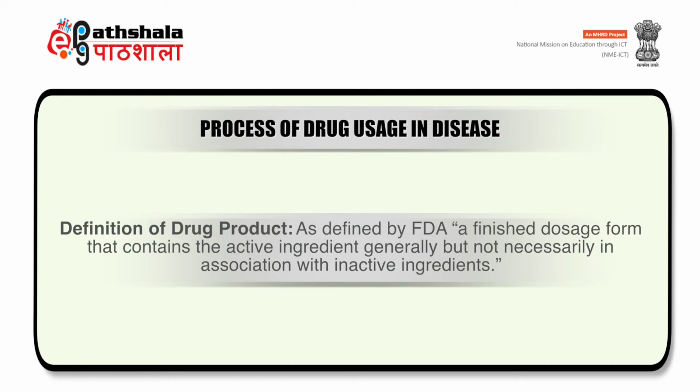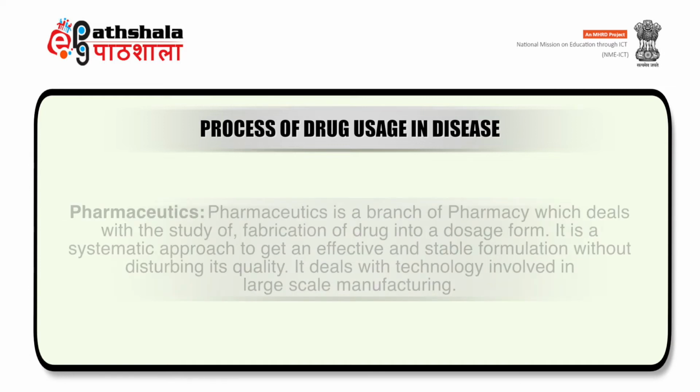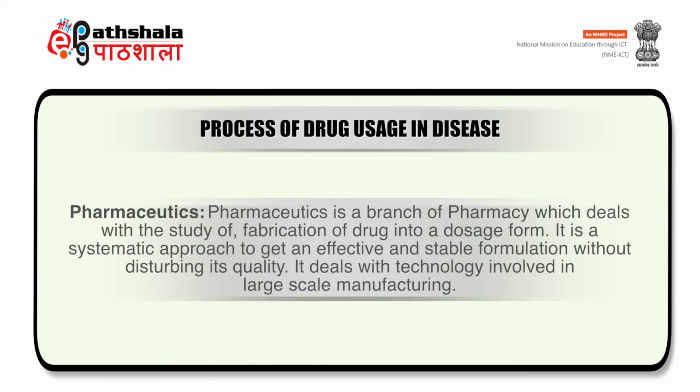Now let us understand what a drug product is. FDA defines a drug product as a finished dosage form that contains the active ingredient, generally but not necessarily in association with inactive ingredients. And then, what is pharmaceutics? Pharmaceutics is a branch of pharmacy which deals with the study of fabrication of a drug into a dosage form. It is a systematic approach to get an effective and stable formulation without disturbing its quality. It deals with technology involved in large-scale manufacturing.